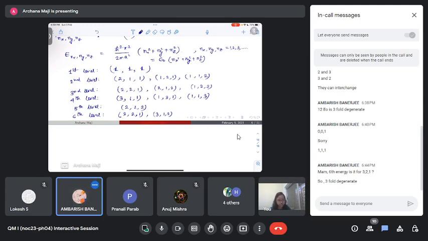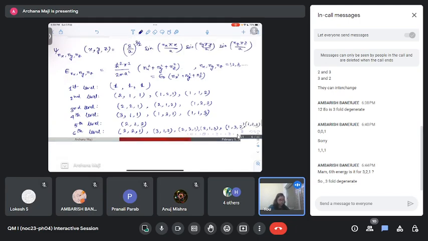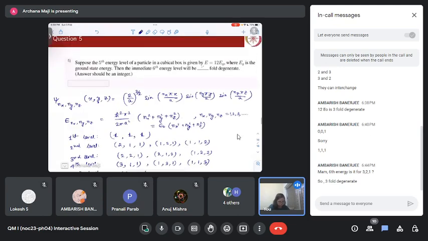Exactly, it's six-fold degenerate. So you can have 3, 1, 2, or you can have 2, 3, 1, 2, 1, 3. Likewise 1, 3, 2 and 1, 2, 3. So the sixth level is six-fold degenerate. You are correct.